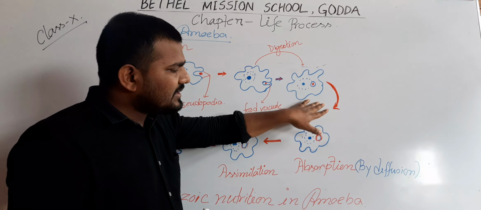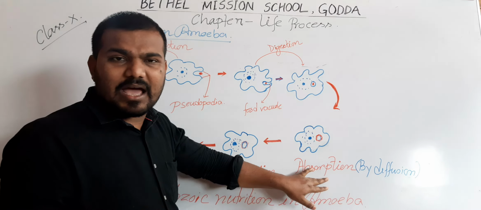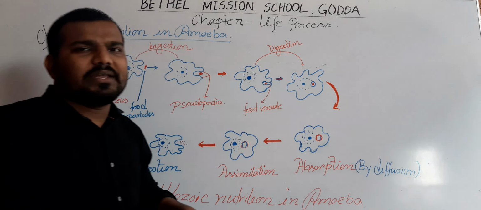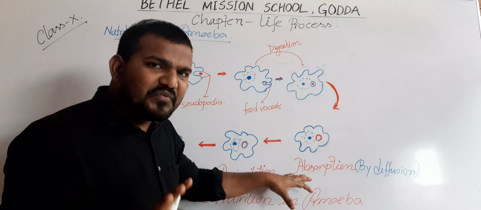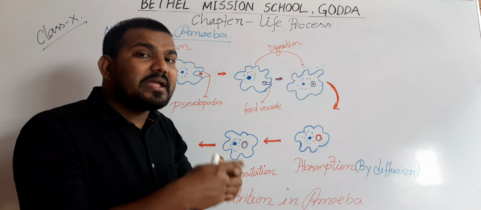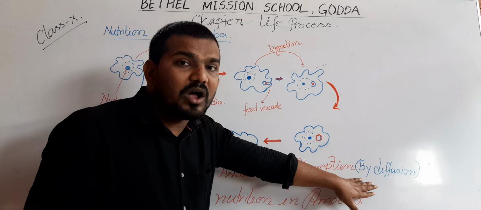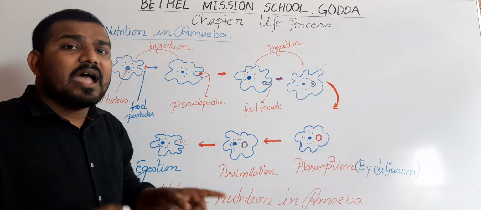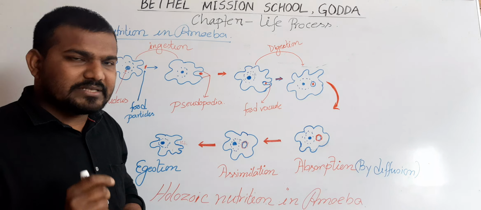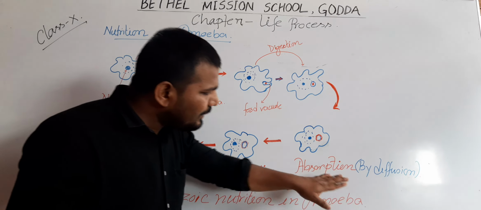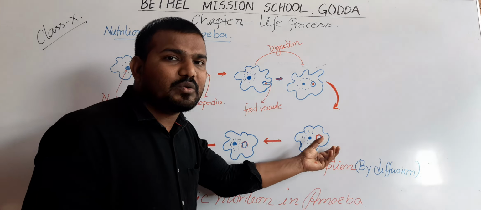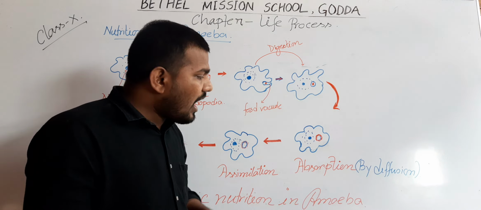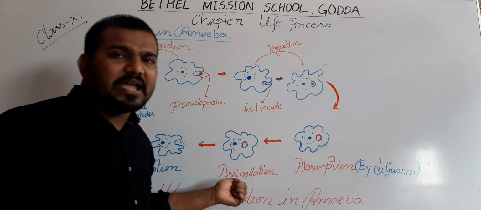Now after that comes absorption. But how do they perform absorption? Being a unicellular organism, absorption is not difficult. By the movement of food materials from higher to lower concentration region to reach equilibrium, which is known as diffusion, these food materials are absorbed by the cell cytoplasm.